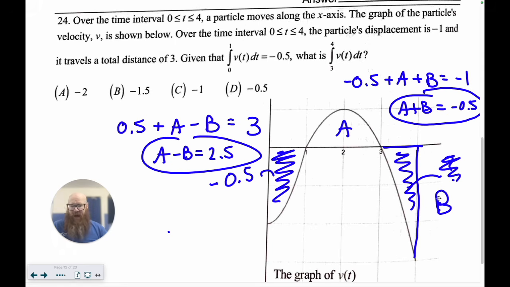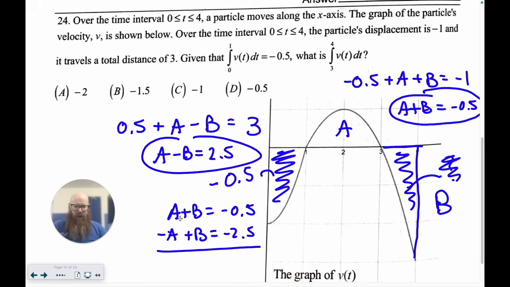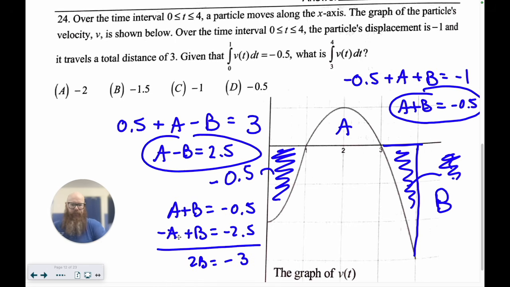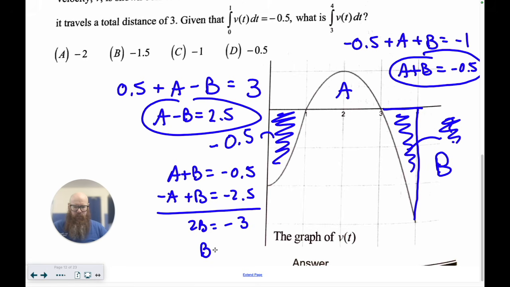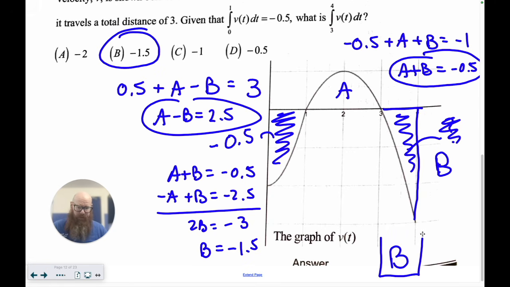I would rather find B, so I'm going to negate this one. The first one I'm going to write A plus B equals negative 0.5. This one I'm going to do negative A plus B is equal to negative 2.5. Add them together, A's cancel. 2B is equal to negative 3. So B is equal to negative 1.5, which is this. And that is answer choice B.